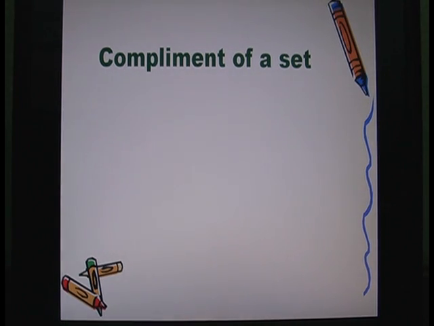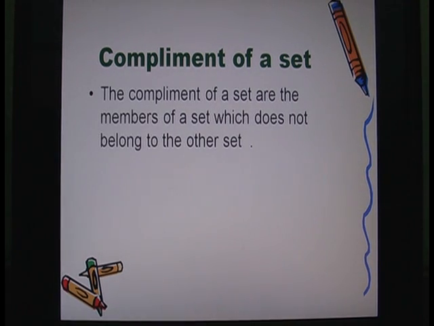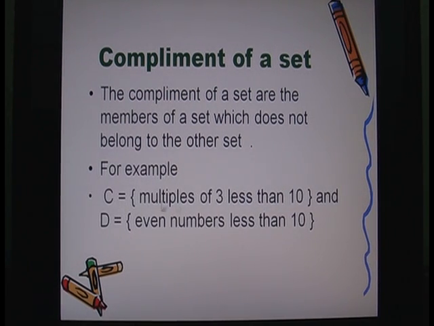Complement of a set. The complement of a set are the members of a set which does not belong to the other set. For example, C is equal to multiples of 3 less than 10 and D is equal to what? Even numbers less than 10. You may pause your video and find out what the multiples of 3 are and list them, the even numbers less than 10, and then what? List them.